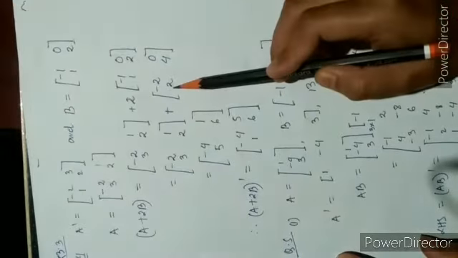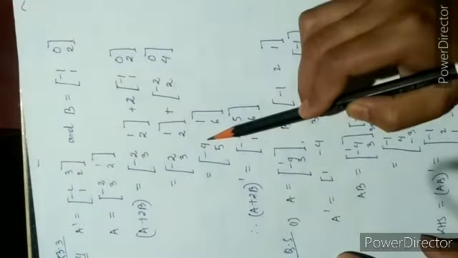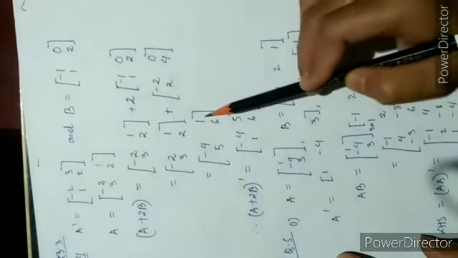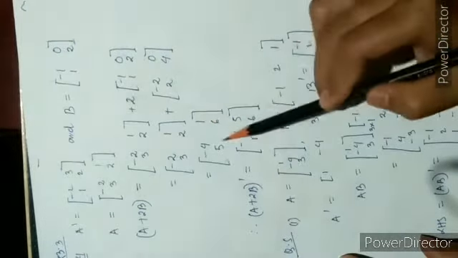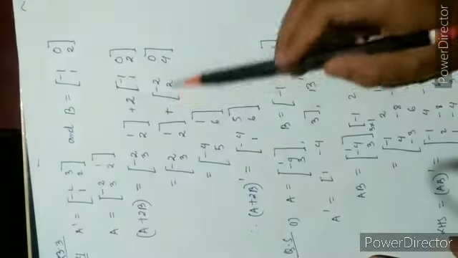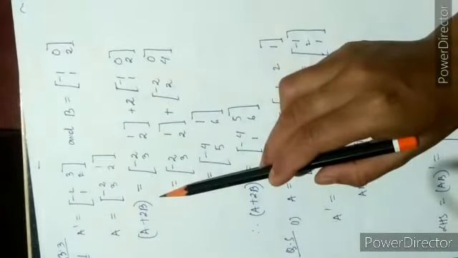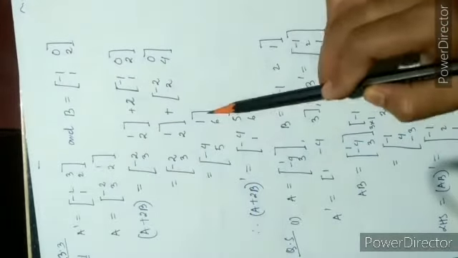Then by the addition of matrices, find the sum of corresponding elements. Minus 2 plus minus 2 is minus 4. 1 plus 0 is equal to plus 1. 3 plus 2 is equal to 5. And 2 plus 4 is equal to 6. So we have the value of the expression A plus 2 times B.